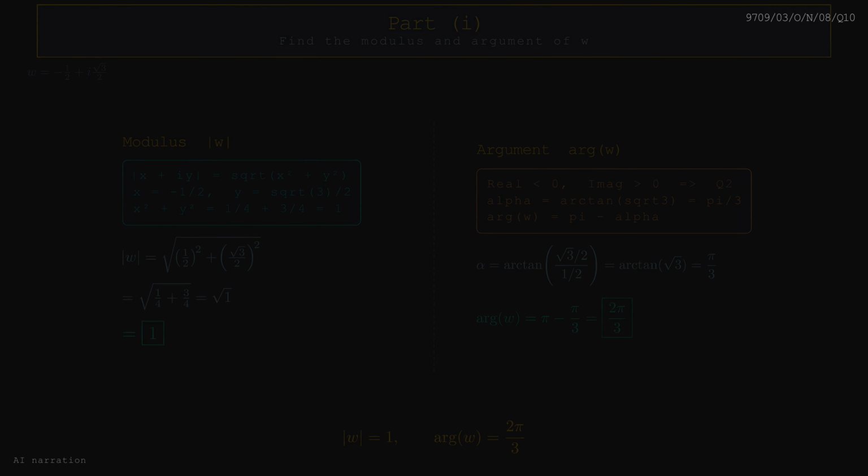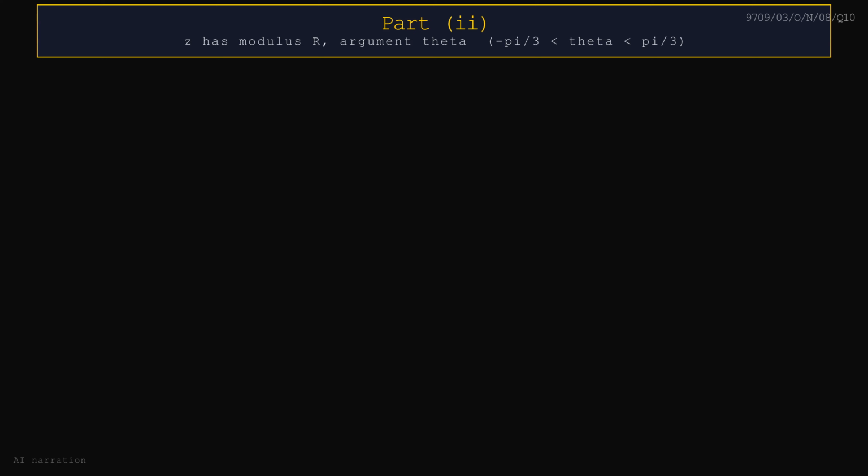Part 2 next. Z has modulus R and argument theta. Find WZ and Z over W. Multiply: moduli multiply, arguments add. Divide: moduli divide, arguments subtract.